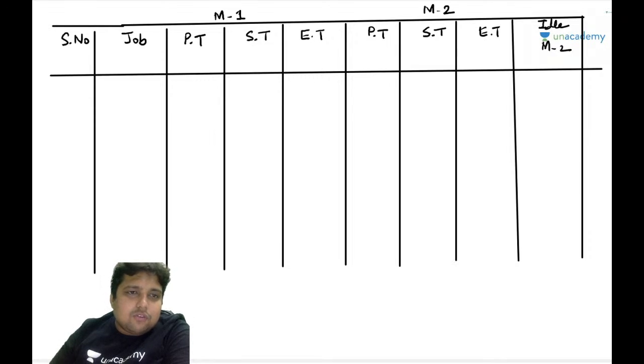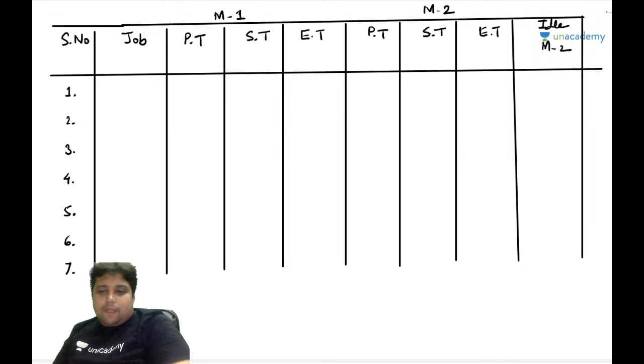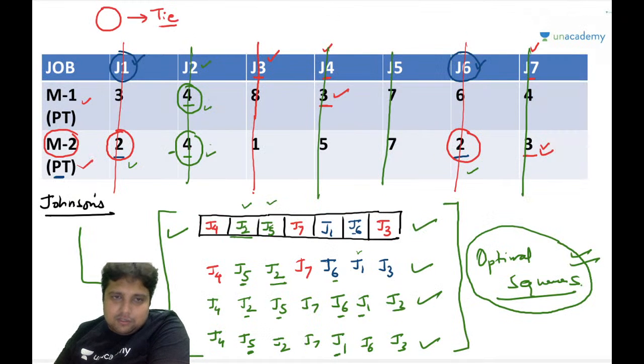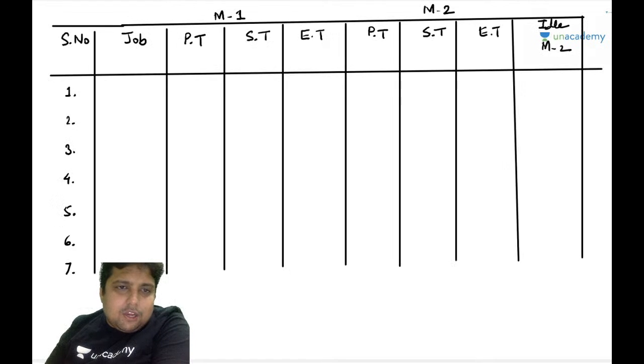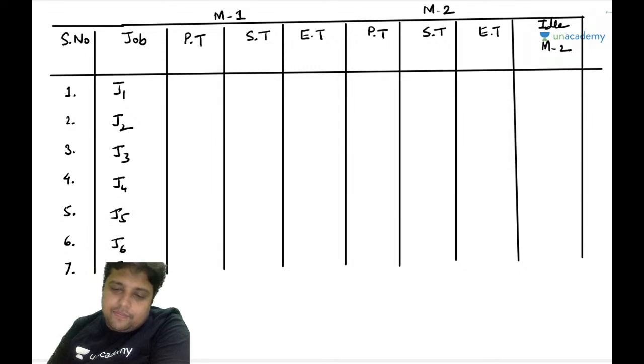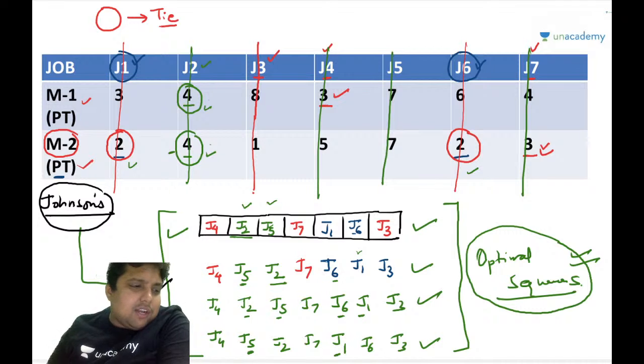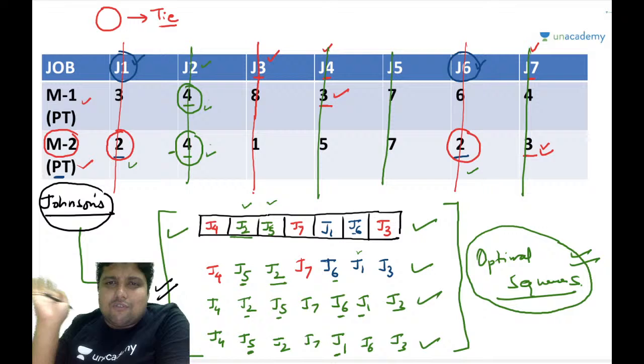Okay, so guys, now what I will be doing, let me just write the serial numbers: 1 2 3 4 5 6 7. As you can see, we have obtained 4 sequences using Johnson's algorithm. What I will be doing is first taking a very general, chronological sequence: 1 2 3 4 5 6 7. I am not going to use any of the sequences provided by the Johnson algorithm. I am just simply taking the jobs in chronology.